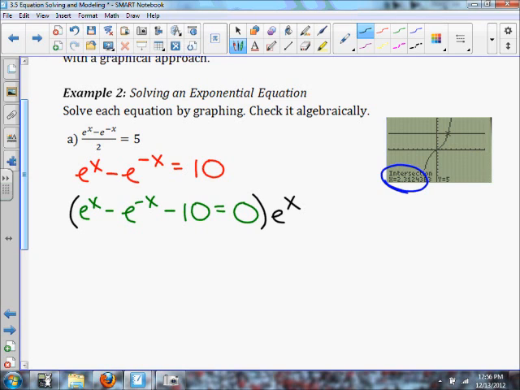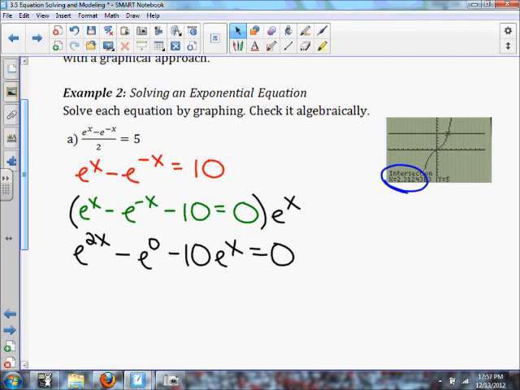So when I take e to the x times e to the x, I'm going to add my exponents, which means I'm going to have e to the 2x. e to the negative x times e to the x. Well, negative x plus x would be 0. We'll get there. I'm going to rewrite it in just a second.